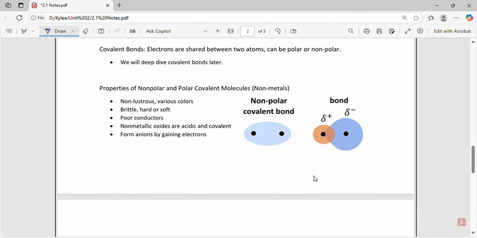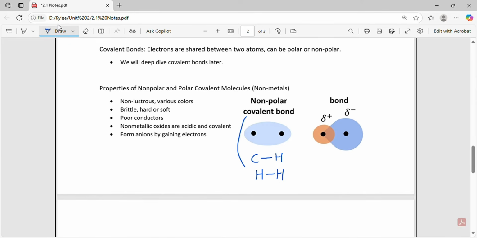One is a non-polar covalent bond, and notice that there is no lopsidedness in the shared electrons. The electrons are moving equally around the atoms. Again, this would be like if I had a carbon bonded to a hydrogen, which has a very small electronegativity difference. Or if I had something bonded to itself, that will also give a very small electronegativity difference, which is where we get our non-polar covalent bond.